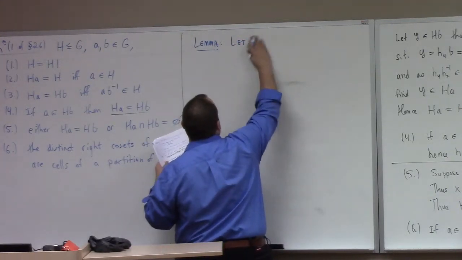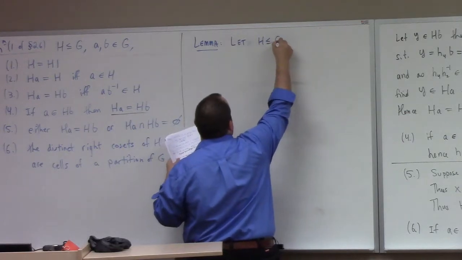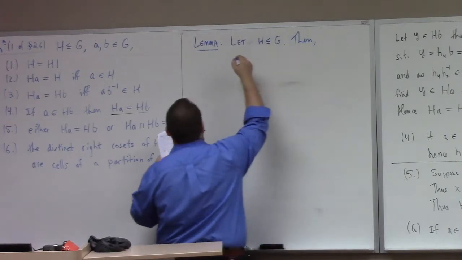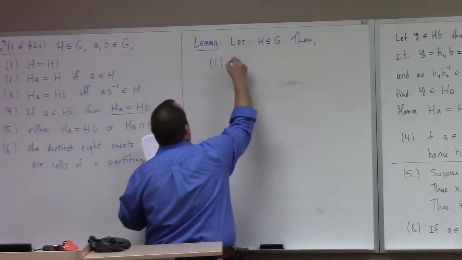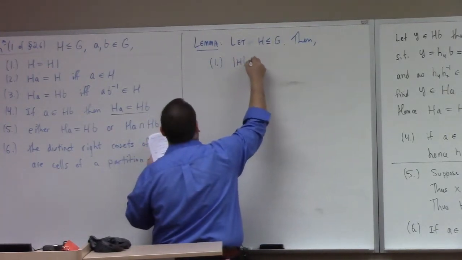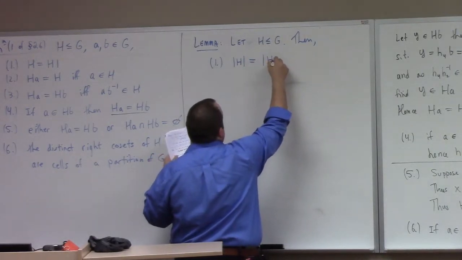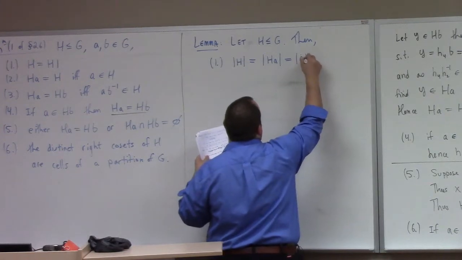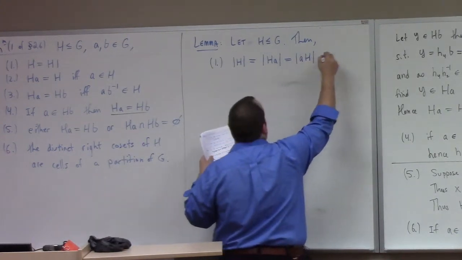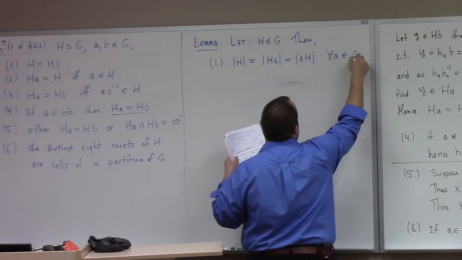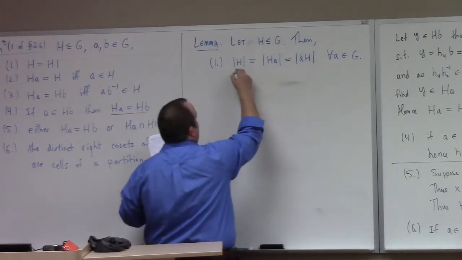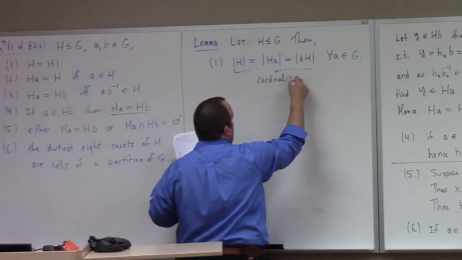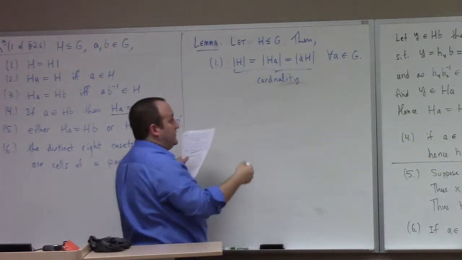Let H be a subgroup of G. Then 1: the cardinality of H is equal to the cardinality of HA, which is equal to the cardinality of AH, and that's true for all A in G. Again, cardinality. So that means it could be infinite, right?